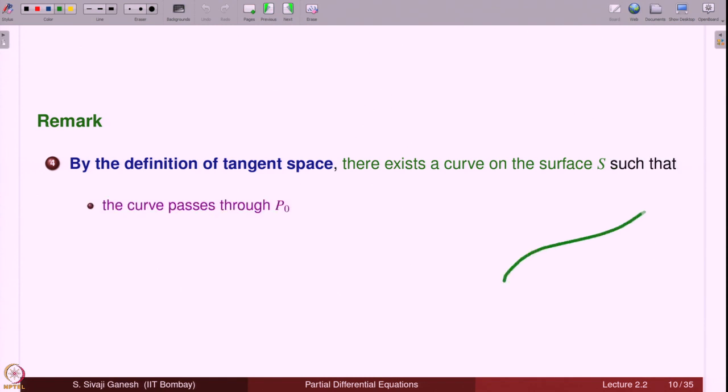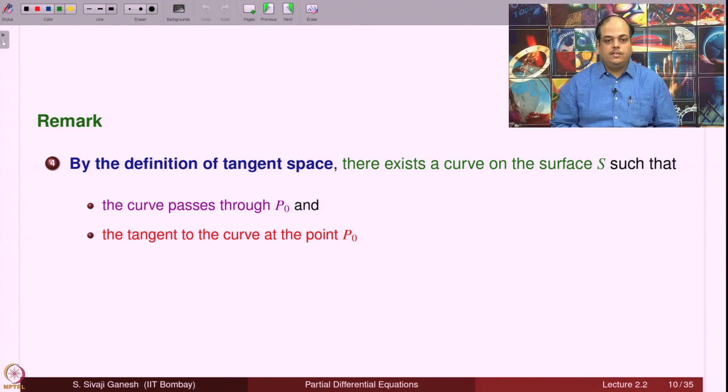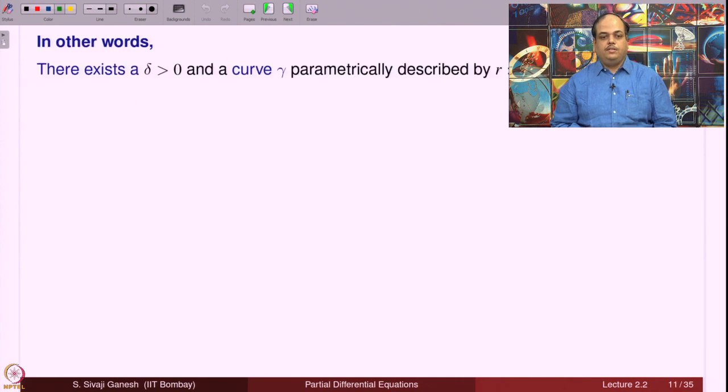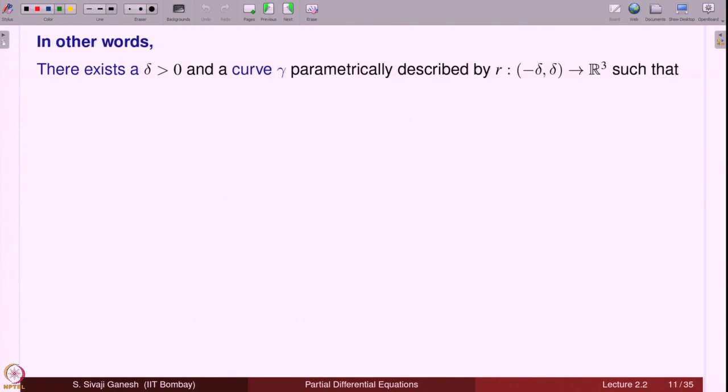Imagine this is a surface. This is a point P0, and through it you have a curve gamma passing through that point, and at this point the tangent vector is (A(P0), B(P0), C(P0)). That is the meaning of somebody being a direction in the tangent space. So the tangent to the curve at the point P0 is in the direction of (A(P0), B(P0), C(P0)). Now, what do you mean by that? There is a curve with this property.